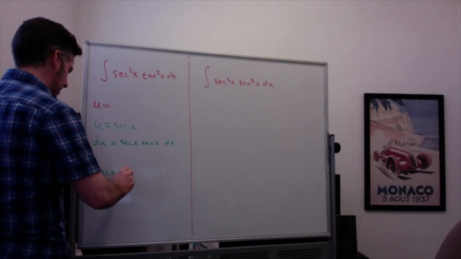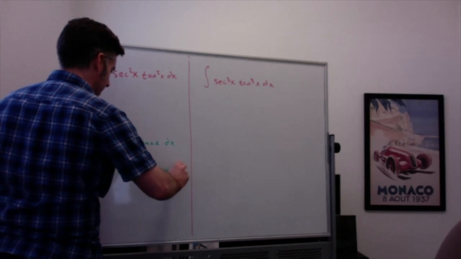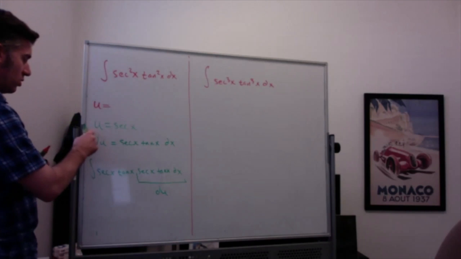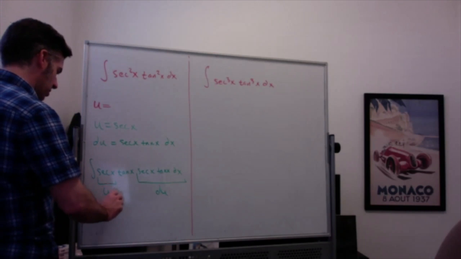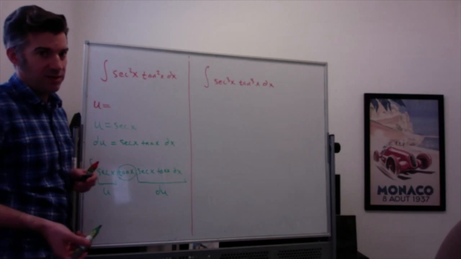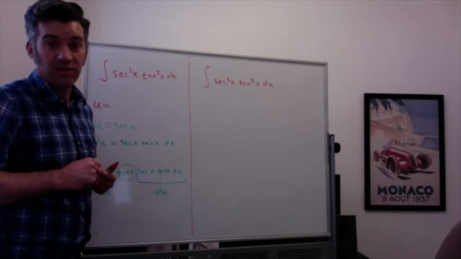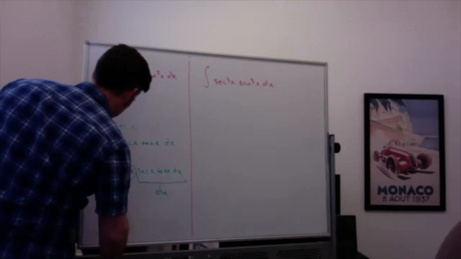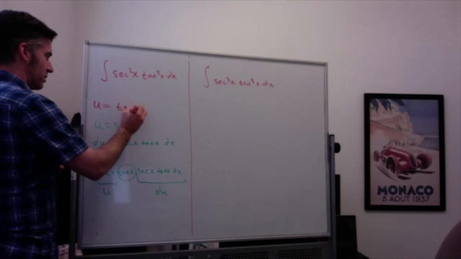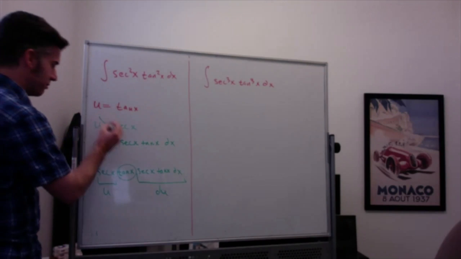If I have a secant x tangent x tangent x dx, there's my du. u is secant, so there's my u. But I don't know what to do with tangent. That's not entirely true. We could do something with tangent, but it's gross. There's an easier choice to make. The easier choice here is to actually let u equal tangent of x.